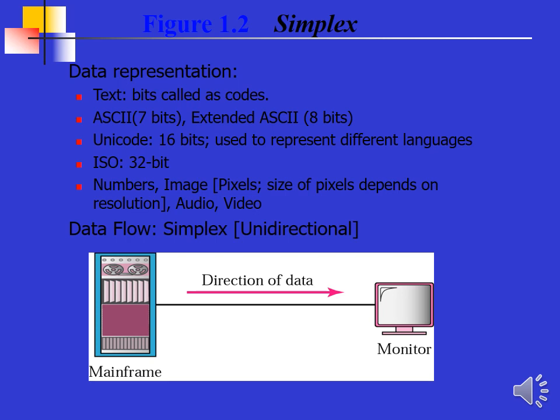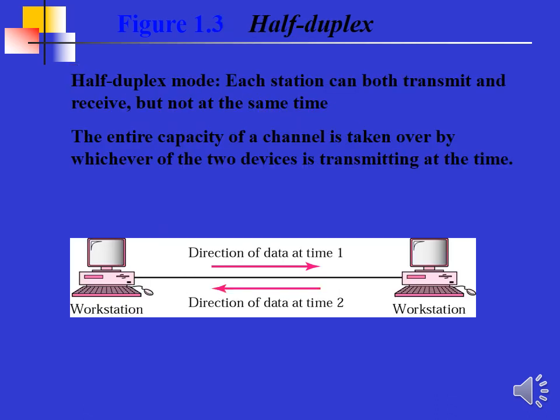Data flow is simplex, that is unidirectional, that is, it flows only in one direction, from mainframe to monitor. Figure 1.3 is half duplex. In half duplex mode each station can transmit and receive, but not at the same time. Either you can transmit or you can receive at a given time. The entire capacity of a channel is taken over by whichever of the two is transmitting at the time.